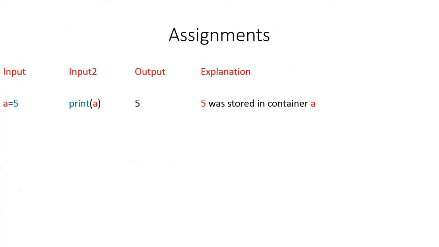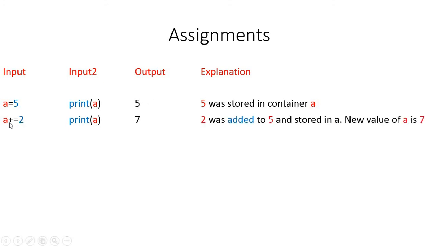Now assignment operators. You can use the equal sign to store a value into a container. For example, A equals 5, and then when you type print A, the output will be the stored value. Another assignment operator is plus equal sign. Here this means that you are adding 2 to the previous value of A and then storing that new value in the same variable, that is A. As you can see, it has become 7, because the value of A first specified was 5, and then we added 2 and stored it back into A, and it became equal to 7.